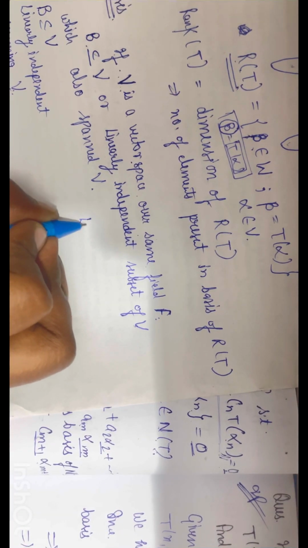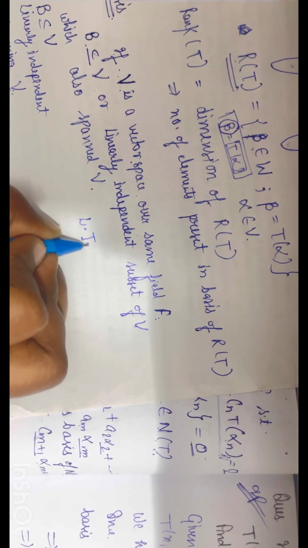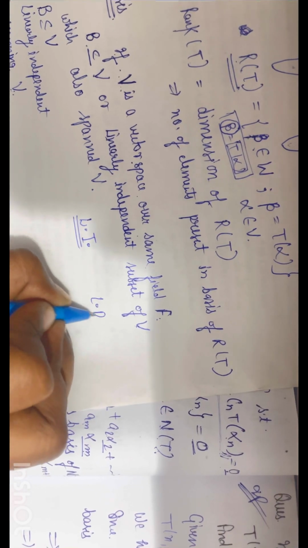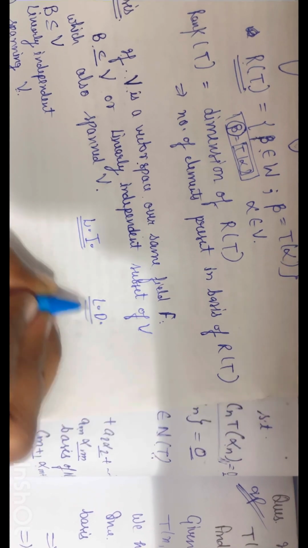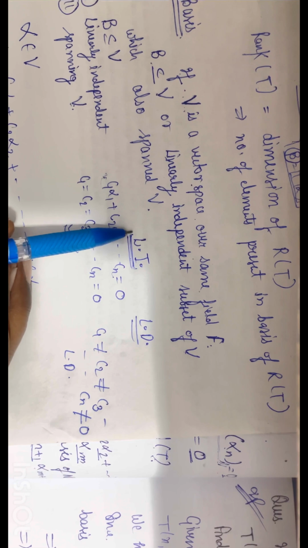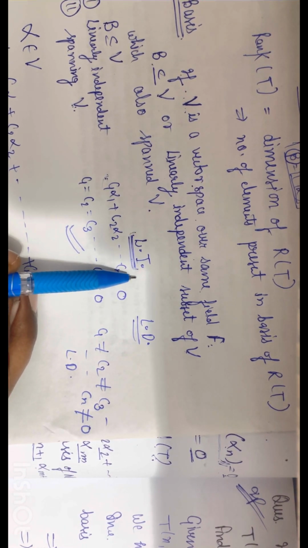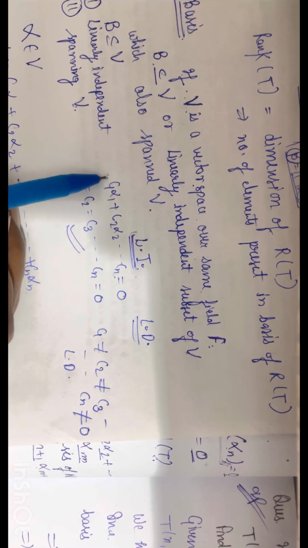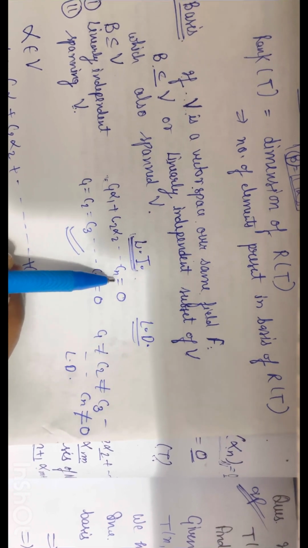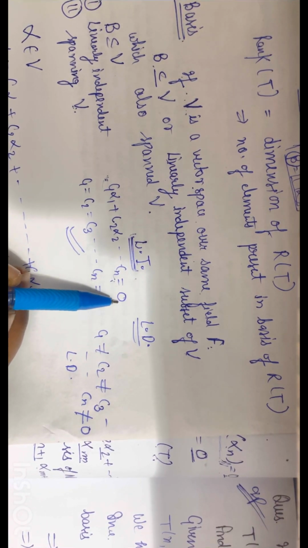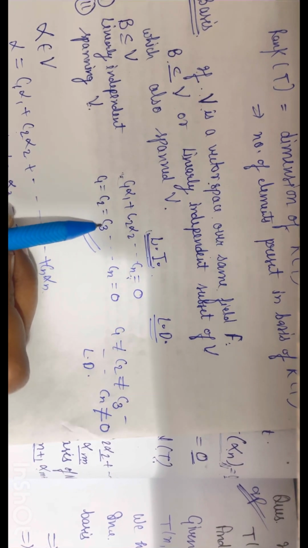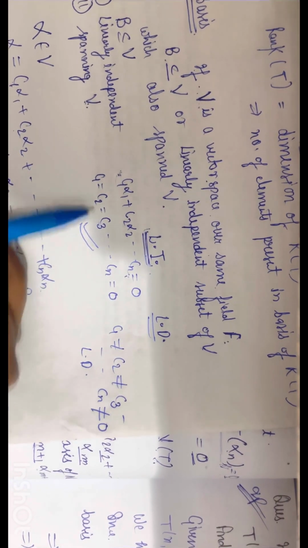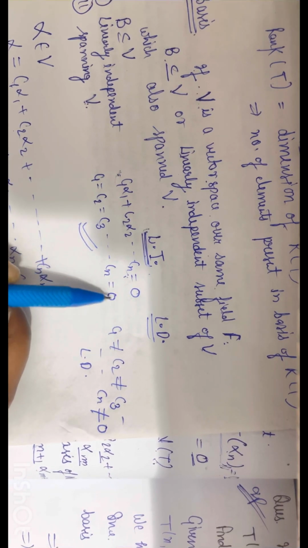Here we have to see what is Li and what is LD: linearly independent and linearly dependent. For proving any subset is linearly independent, firstly we have to write them in linear combination and put them equal to 0. Now we have to show that C1 equals C2 equals C3, all will be 0. It means all these scalars will be 0.